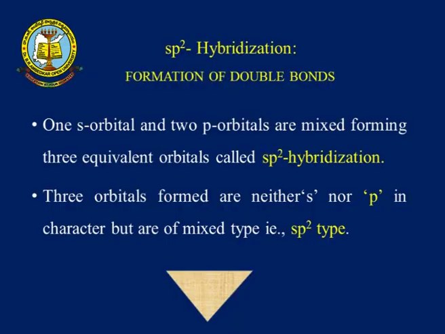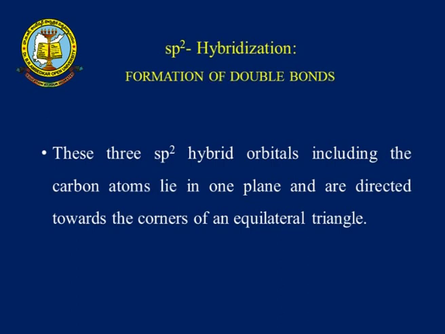Now we will take up sp2, where, as I explained earlier, one s and two p orbitals combine, forming three new orbitals of identical energy. All three sp2 orbitals are directed towards the corners of an equilateral triangle, and the molecule is seen like this. This is the unhybridized p orbital.